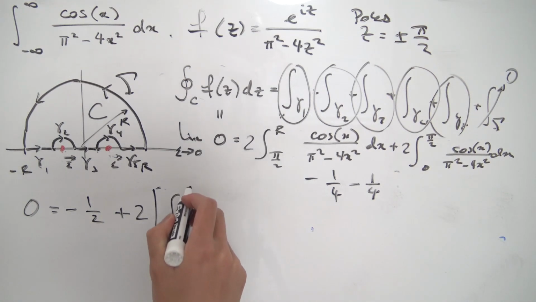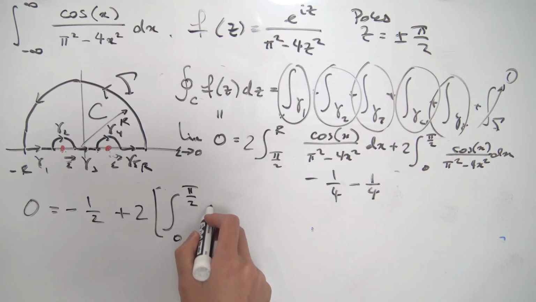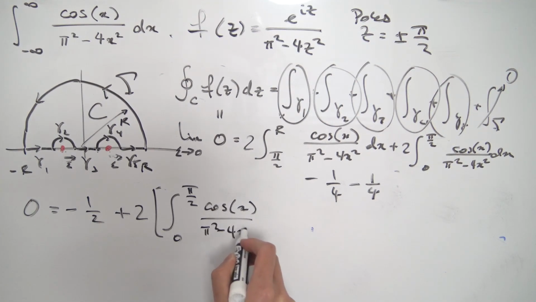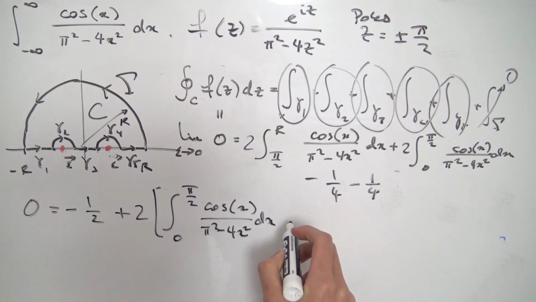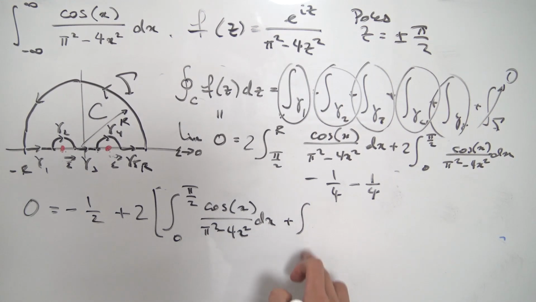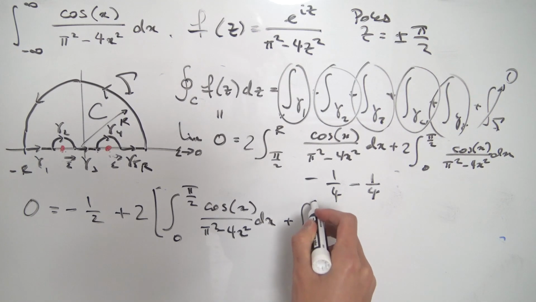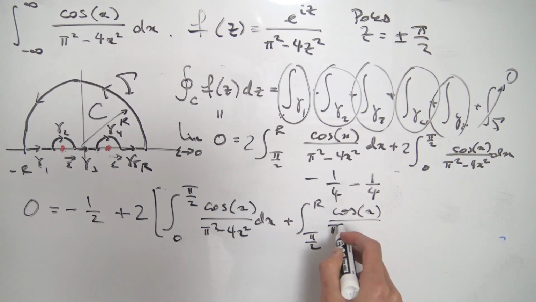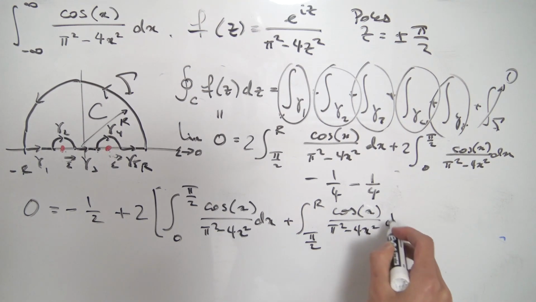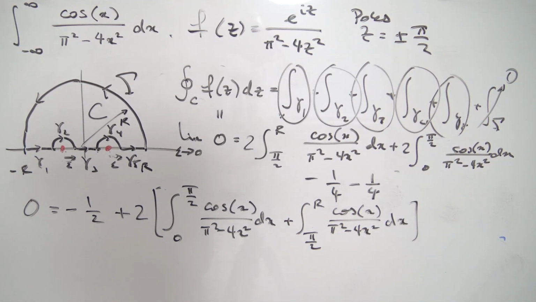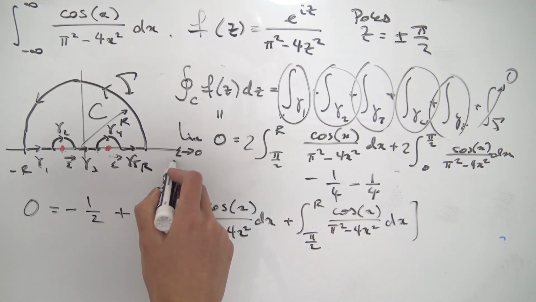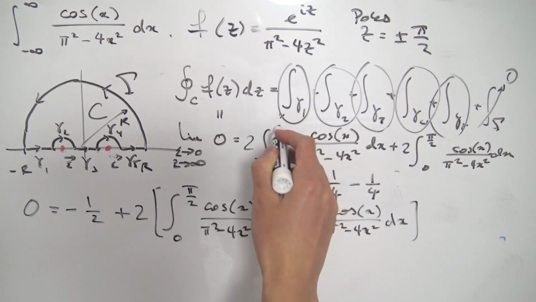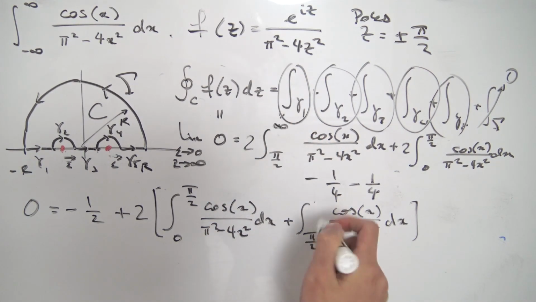So the integral from 0 to pi over 2 of cosine of x over pi squared minus 4x squared dx. And then we're going to add this with the integral from pi over 2 to r of cosine of x over pi squared minus 4x squared dx. So those are our two integrals, and we should probably take the limit as our r approaches infinity as well. And if we do, this is going to turn into infinity. This is going to turn into infinity.